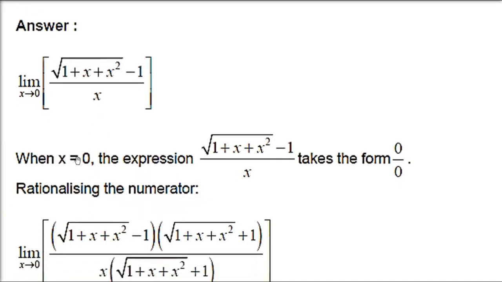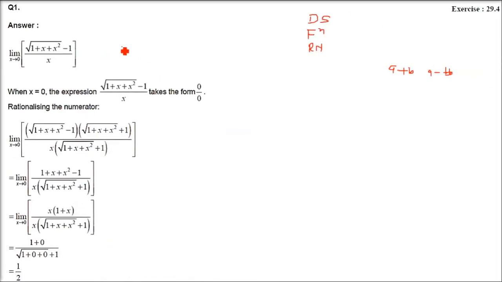If you put x as 0, what are you going to get? You will get 1 minus 1 by 0, that is 0 by 0. So 0 by 0 means what? It's an indeterminate case. We cannot do factorization here, nor will direct substitution serve the purpose. So we'll do the rationalization, rationalizing the numerator, or it can be the denominator also.